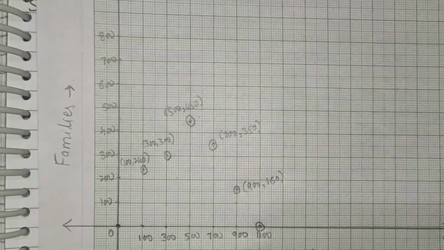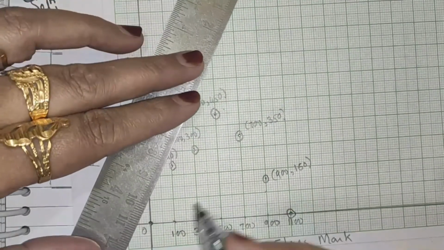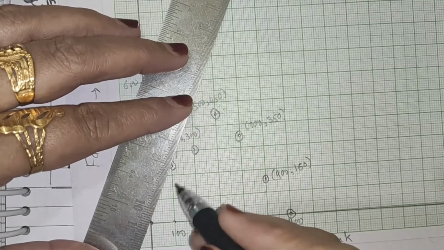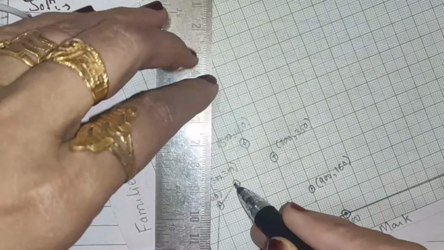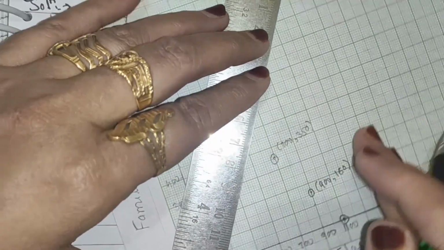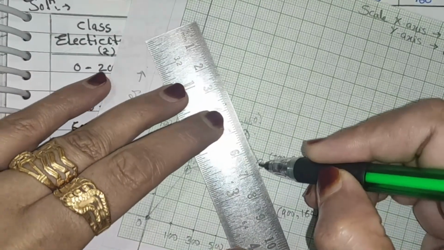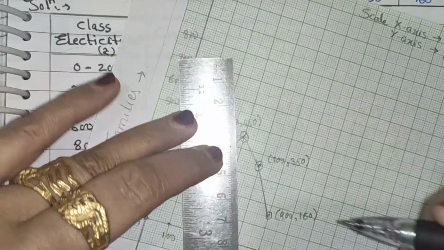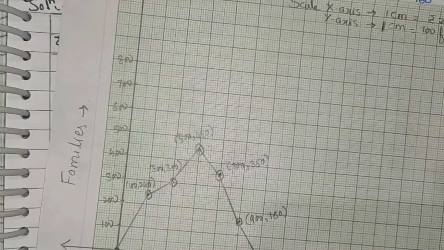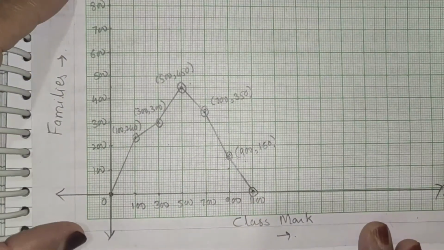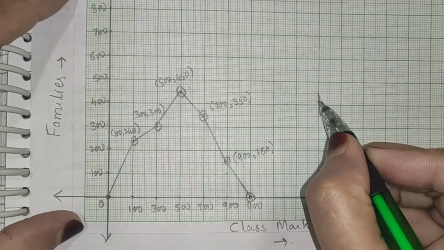Now the next step is join all points in order by a straight line. First, second, now third point, next one is 4th point, next one is here 5th point, next join by a straight line. Here also join a straight line. Now the figure so obtained is frequency polygon.